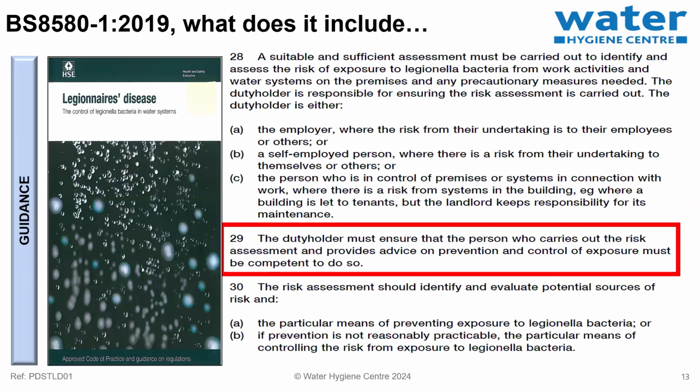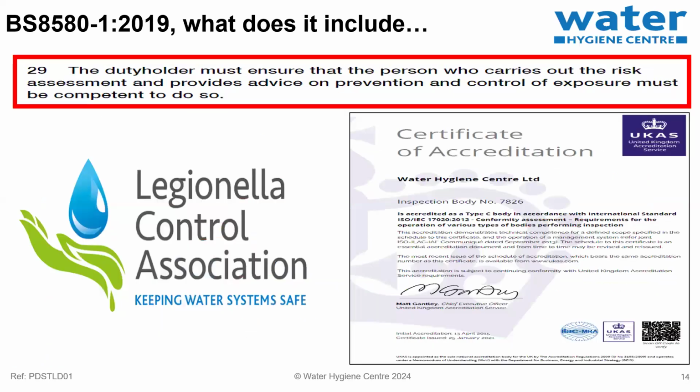It's up to the duty holder to ensure that the person who carries out the risk assessment and provides advice on prevention and control of that exposure must be competent to do so. So it's detailed within and emphasised within the L8 document, the approved code of practice. And that duty holder must ensure that the person who carries out the risk assessment and provides advice on control of exposure must be competent to do so. They must have a certificate of accreditation, Legionella Control Association, etc. That all gives credibility. And the LCA is a membership scheme which the agency detail in ACOP and HSG 274 as a possible source for support.